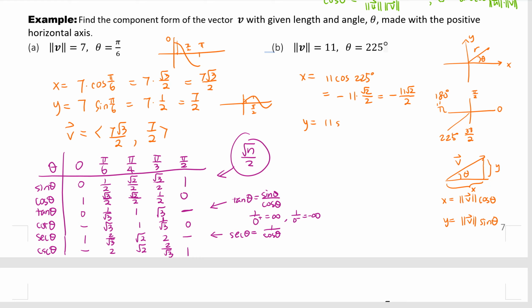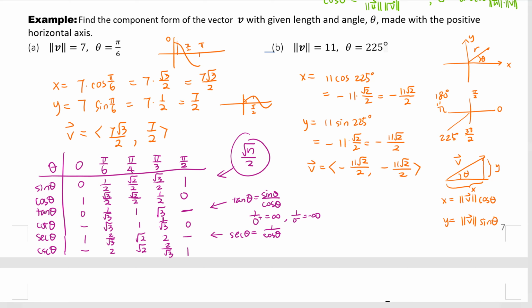Y is 11 times sine 225 degrees, but it's the same thing. In the third quadrant, sine is negative, and sine of 45 degrees is root 2 over 2. So we also have minus 11 root 2 over 2. So V is minus 11 root 2 over 2 and minus 11 root 2 over 2. So far so good, everybody?